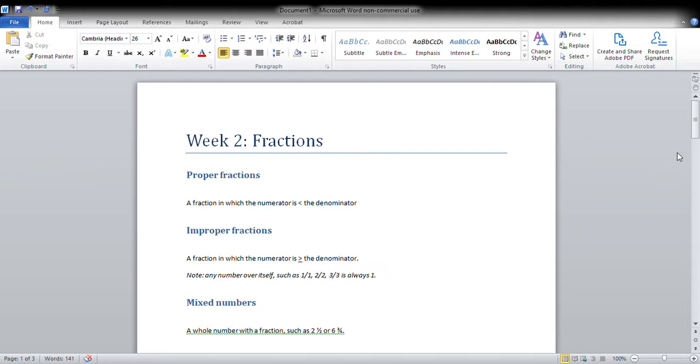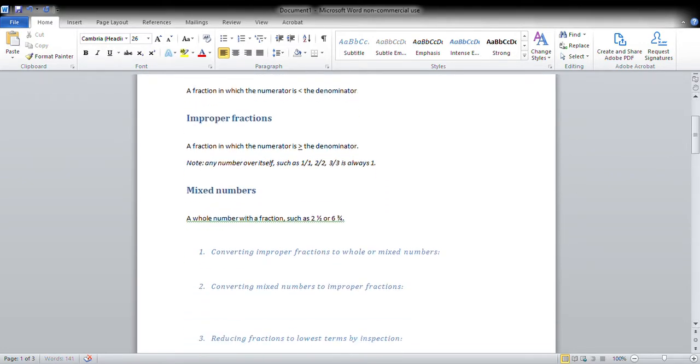Improper fractions are fractions in which the numerator is greater than or equal to the denominator. And keep in mind that if the numerator and the denominator are equal, that number is always 1. So 1 over 1 is 1, 2 over 2 is 1, 3 over 3 is 1, 2,027,000 over 2,027,000 is always 1. So that's a really important thing to remember when you're working with fractions.